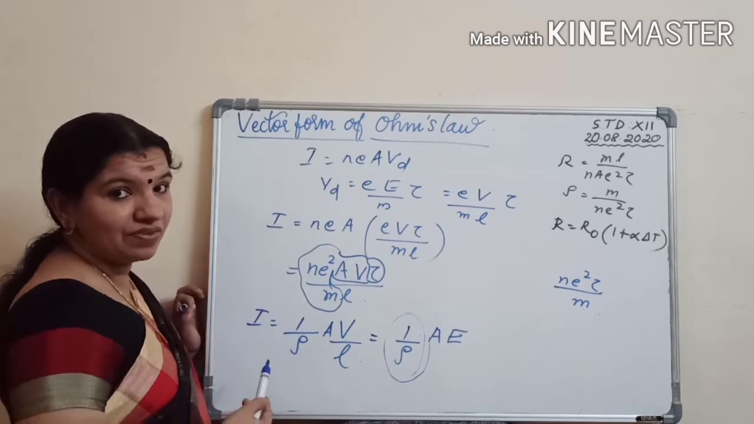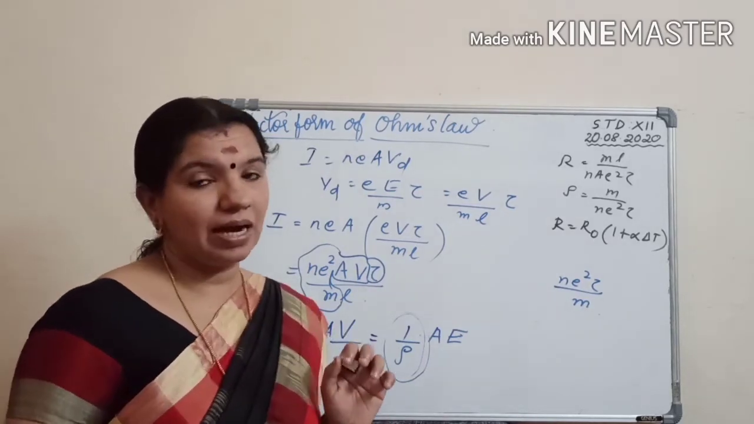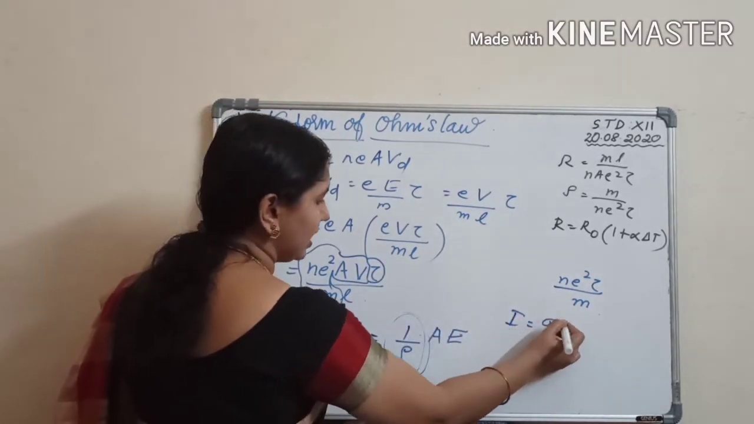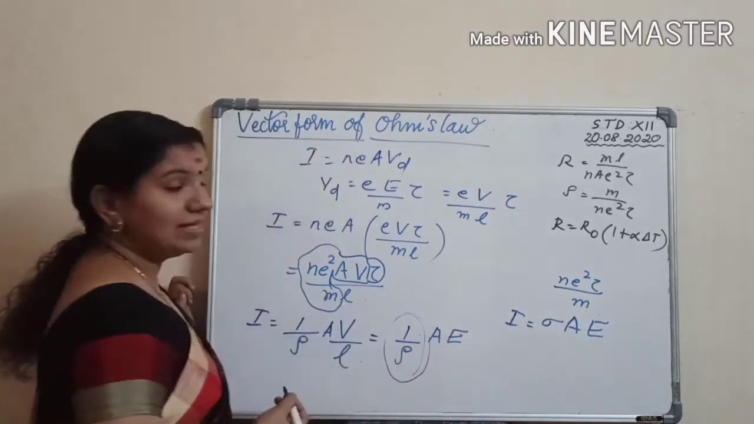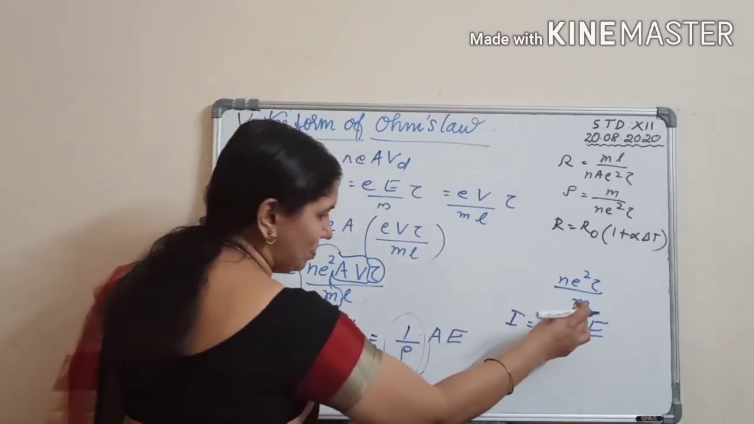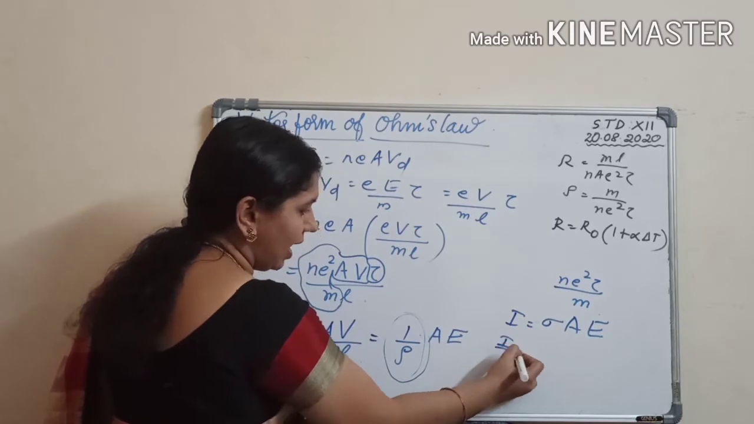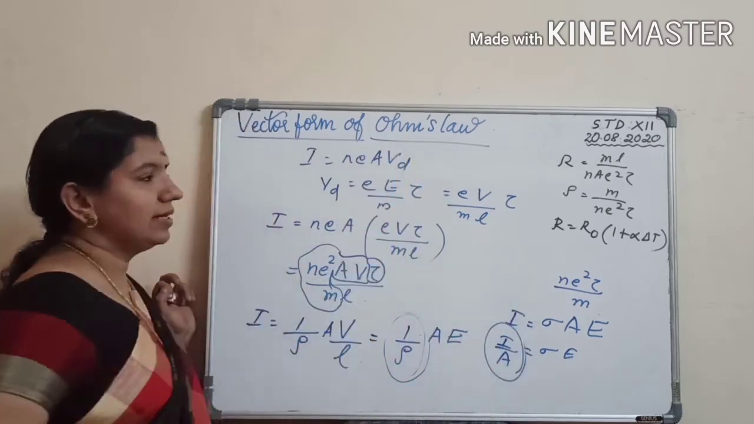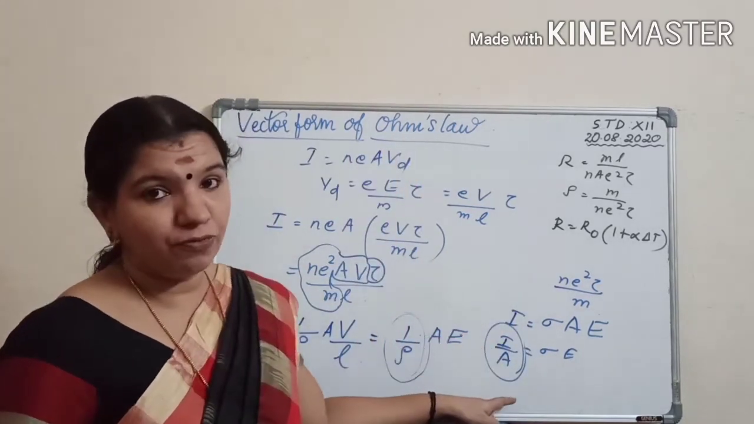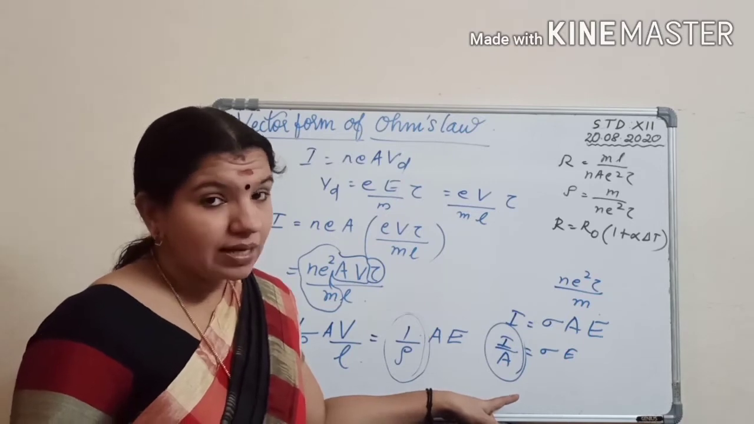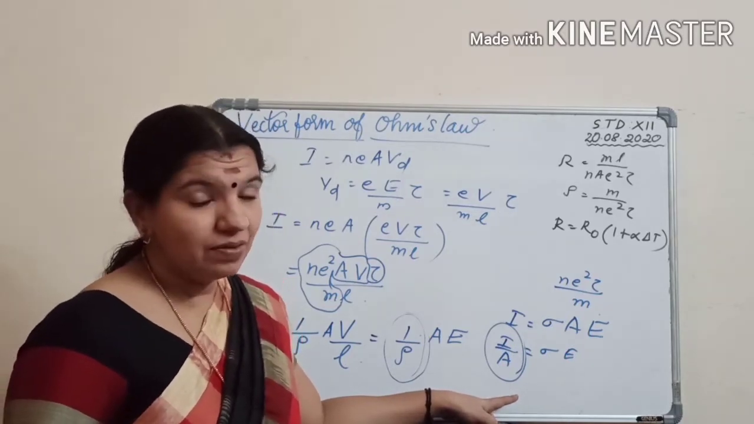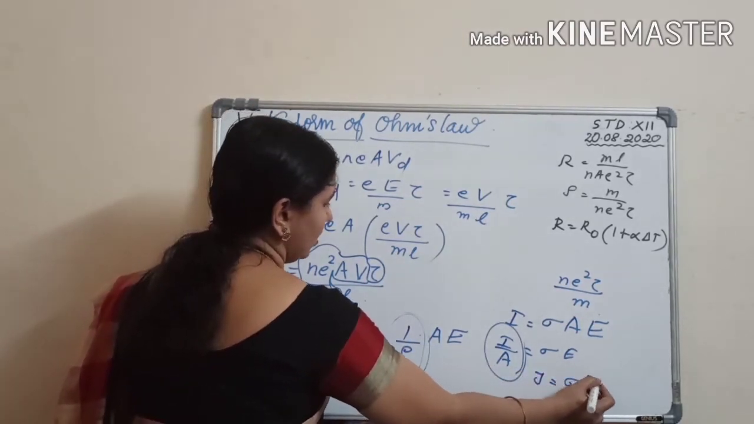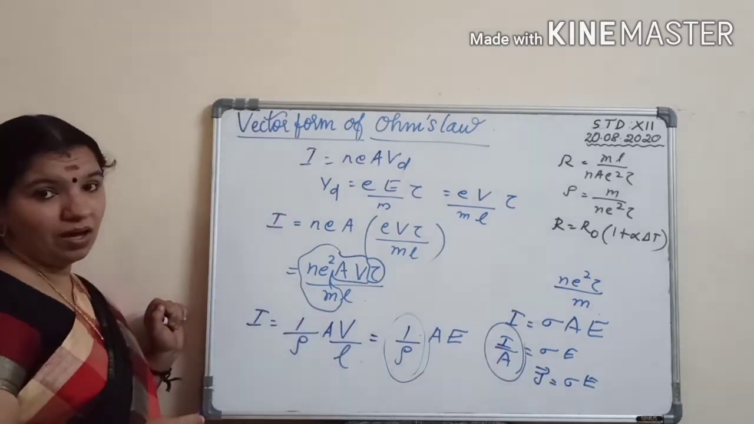Now what is this 1 by rho? 1 by resistivity. The reciprocal of resistivity is conductivity, right? Sigma. So I can write I is equal to sigma A E. Now I take this A here, I by A, which is equal to sigma E. What is I by A? It is the current flowing per unit area, which gives you current density J, a vector quantity. So J vector is equal to sigma E.